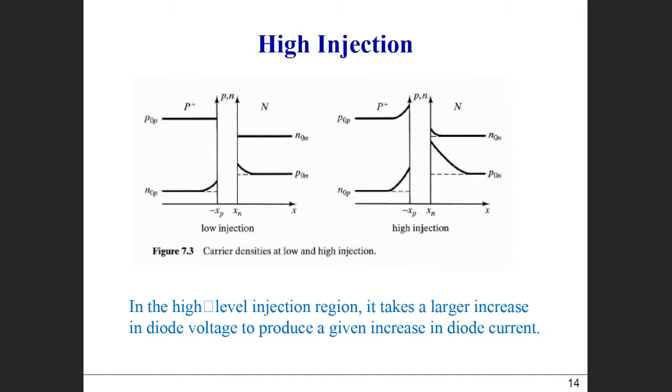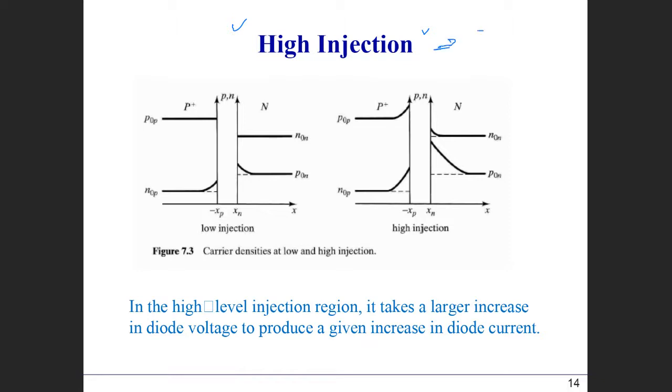So right now we are discussing the non-ideal characteristics of the PN junction diode. Here, as a second effect, we're going to discuss the so-called high-level injection. Okay. The definition of high-level injection is that this happens when you apply forward bias.